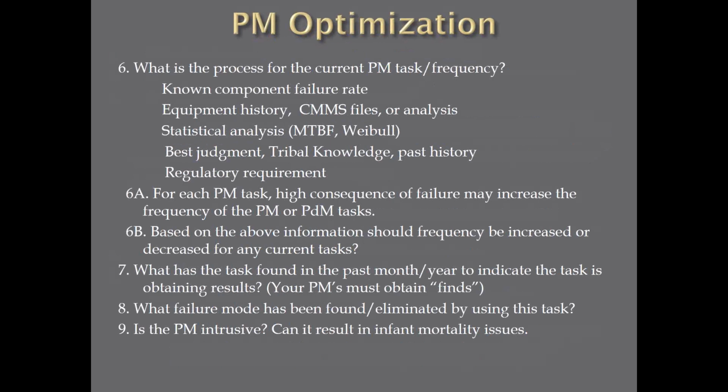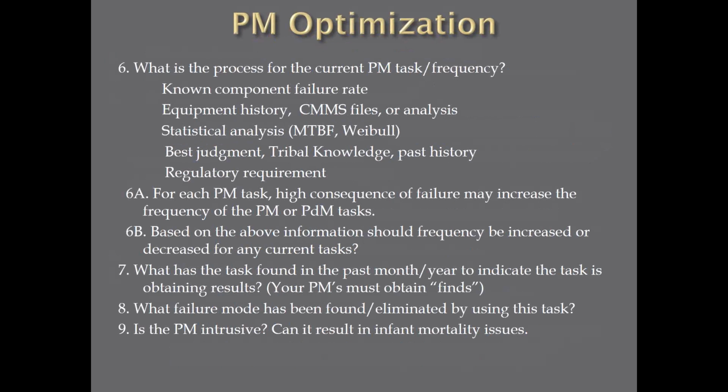Now, what is the process for the current PM task? What's the frequency? Do we base that frequency of every week or every month on a known component failure rate? Do we have history in our CMMS files? Statistical analysis lets us find mean time between failure, or Weibull analysis? Is it just best judgment, tribal knowledge? Have we just been doing it that way for years? Is there some regulatory requirement that sets the frequency?